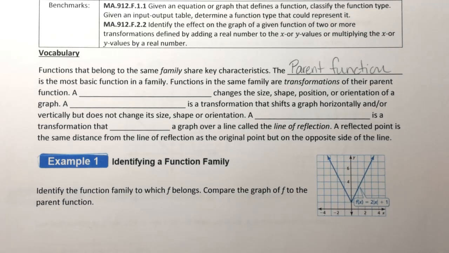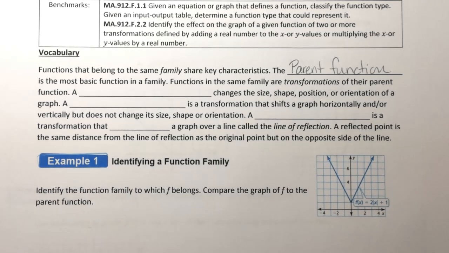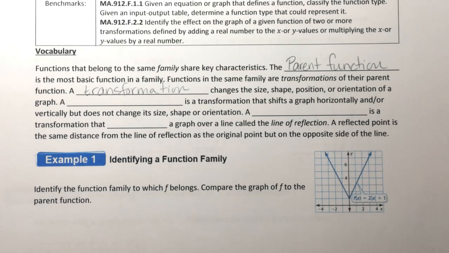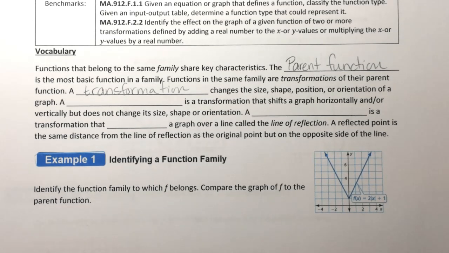Let me back up. This is my first lesson, so bear with me. It's okay. A transformation changes the size, shape, position, or orientation of a graph. A translation is a transformation that shifts a graph horizontally and or vertically but does not change its size.